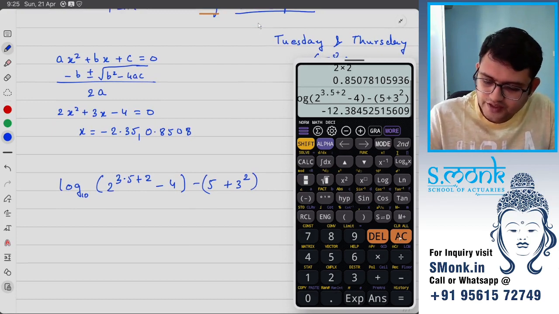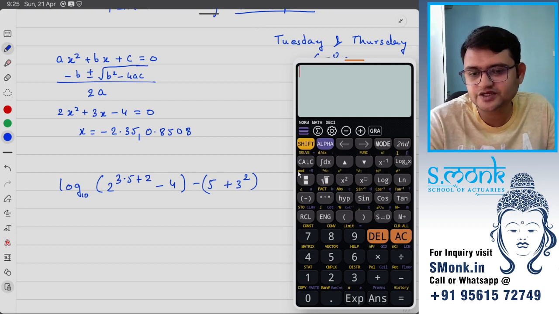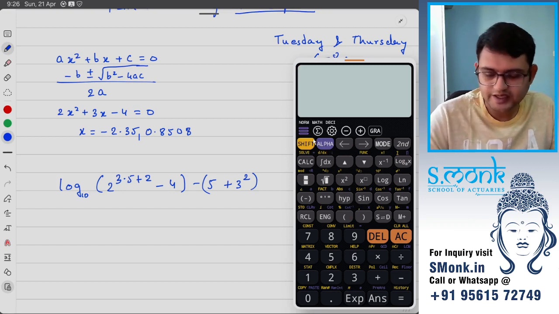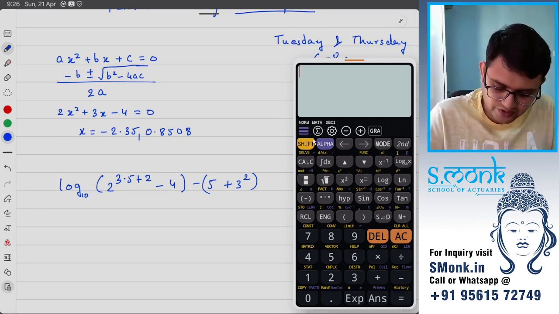Now the other thing, you will see that other than the buttons, there are many things written in yellow on top of the buttons, and some buttons have something written in purple. These things you can access using the shift and alpha buttons. If I want to access anything written in yellow, I will press the shift button first. And if I want to access anything written in purple, I'll press the alpha button first. Like in this calculator, we can directly do permutation and combination values.